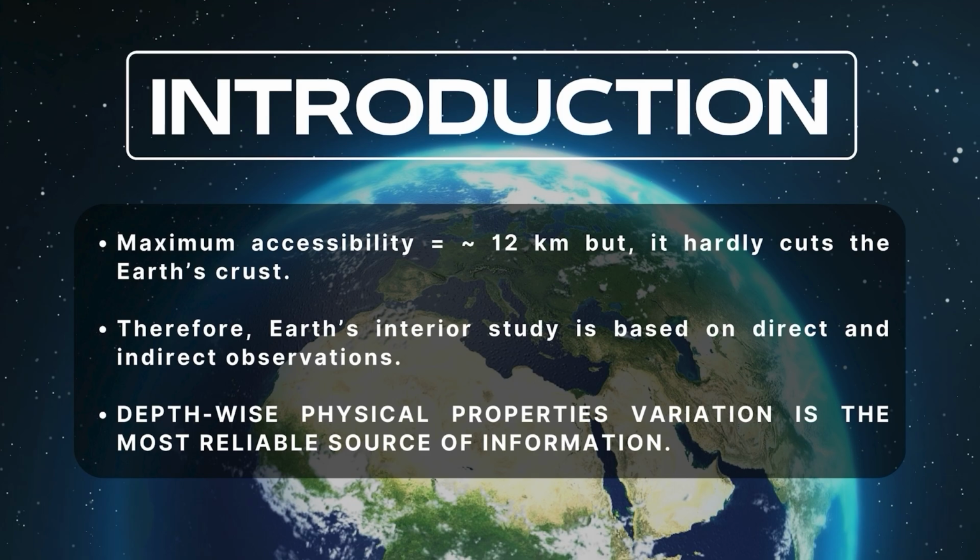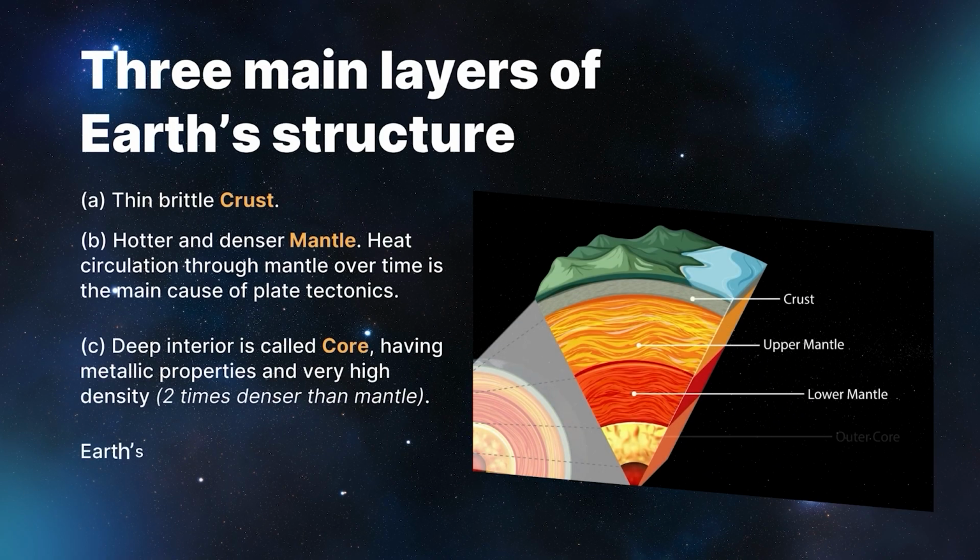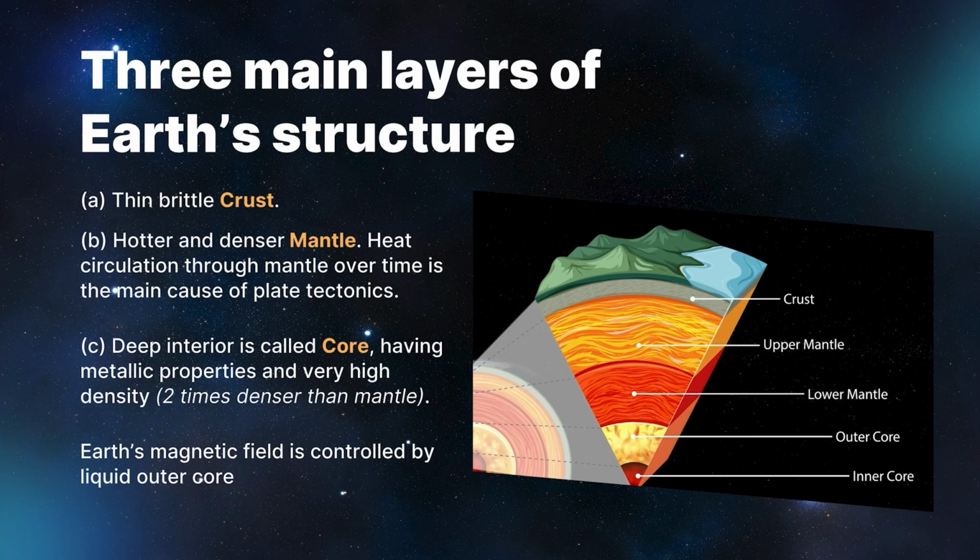Depth-wise, physical property variation is taking place. Physical properties are changing with respect to depth. This is the most important and reliable source of information. So physical properties change with depth, and if we record systematically, we will find changes in the layers of the earth. The first layer, as a layman, is a brittle crust. It's a very thin crust, just like the outer shell of an egg.